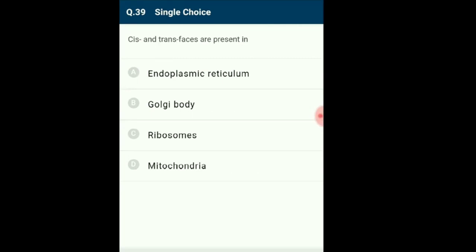Question number 39. Cis and trans phases are present in the Golgi body, the only organelle which shows polarity. Cisternae are disc-like, parallelly placed structures which get curved. Curvature results in formation of concave and convex faces. The convex face is known as the cis or forming face, which always lies towards the nucleus, and the concave or trans or maturing face always lies towards the cell membrane. So the answer for this question is option B, Golgi body.